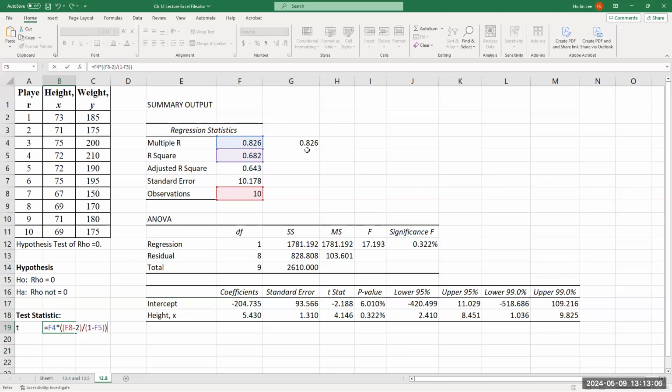And then that whole thing, excluding that first R, has to be to the 0.5 power. Okay? So what I mean by that is everything but the F5, F4. Let's enter, and I got 4.414.